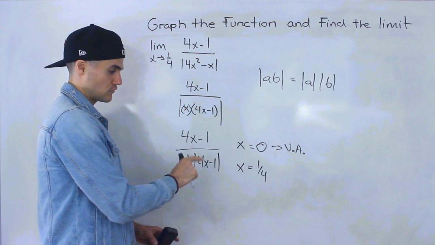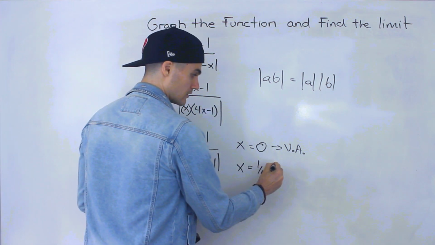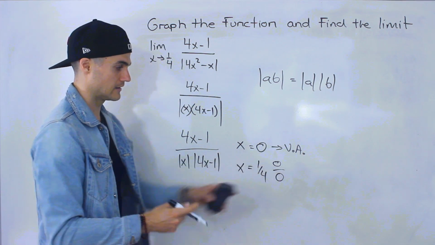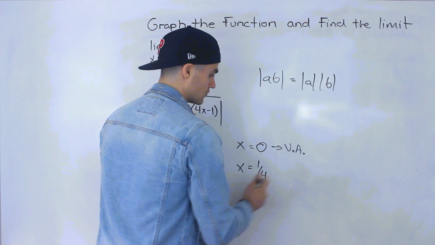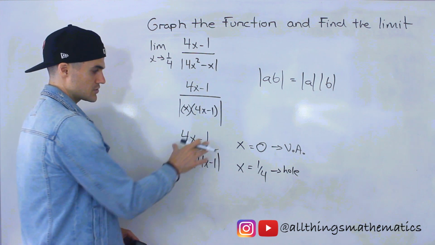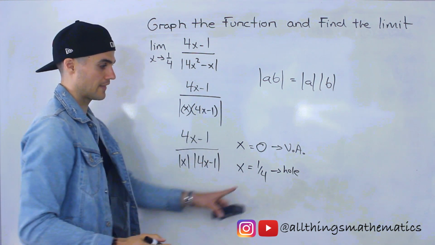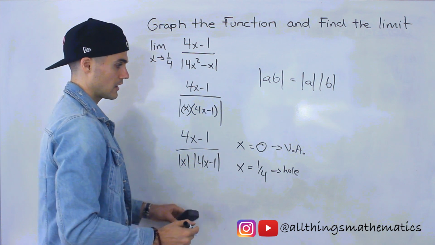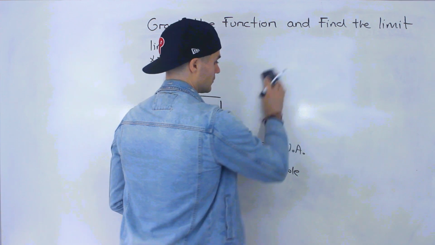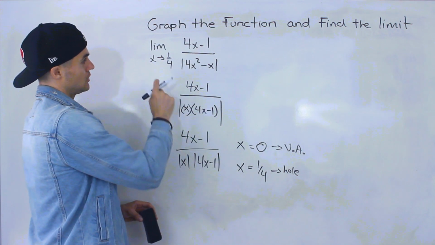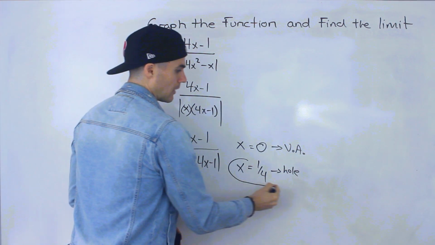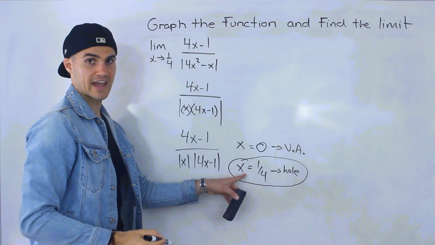But notice at the x value of 1 over 4, the numerator is going to be 0 and the denominator is going to be 0 as well. And whenever you have that, that means that at that x value, there's going to be a hole. So notice that both of those factors would cancel out at that x value of 1 over 4. Okay, so that's a pretty important distinction. And the reason why I wanted to make it is because notice that we're finding the limit as x approaches 1 over 4. So we're more concerned about what's going on with the function around this x value.